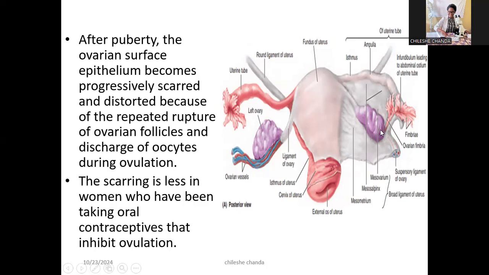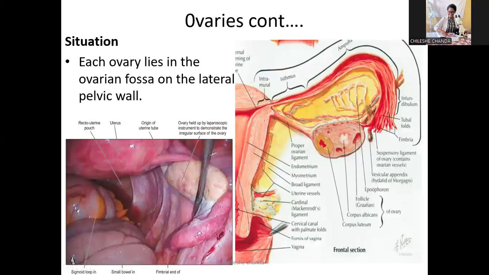And so every time one breaks out, there's going to be a small wound, and there's going to be healing by fibrosis, leaving fibrous tissue over there. And so this ovary is going to start appearing scarred. Okay, so in women who are taking oral contraceptives that inhibit ovulation, you find that the ovary will appear much, much smoother.